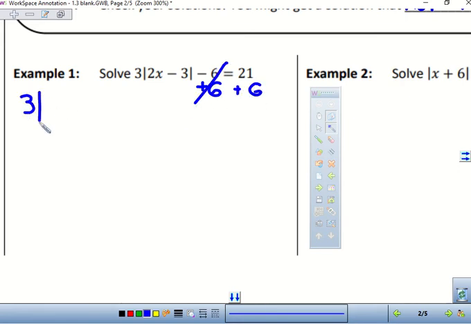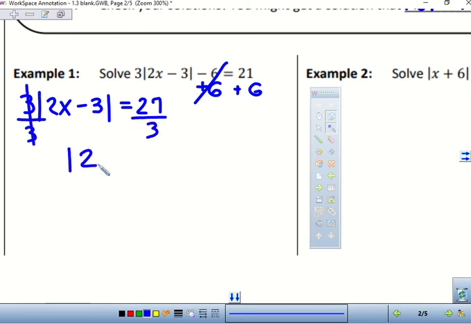That's going to leave me with 3 times the absolute value of 2x minus 3 is equal to 27. And then like Kyle said, we're going to divide both sides by 3. That's going to give me the absolute value of 2x minus 3 is equal to, I'm sorry, not 24. What am I saying? 9. So we get 9. Now here's where things get a little bit different than solving a regular equation.